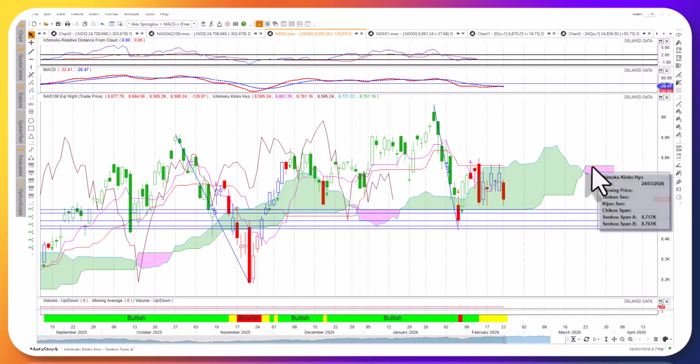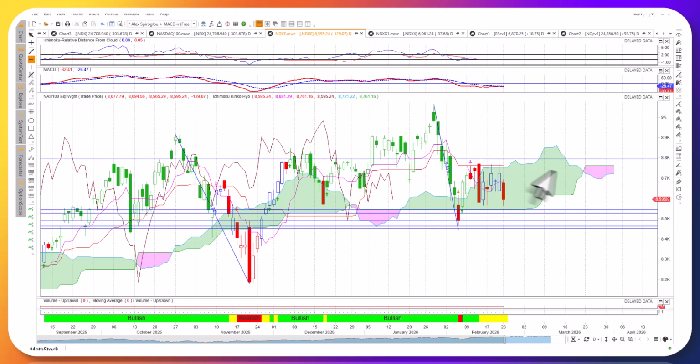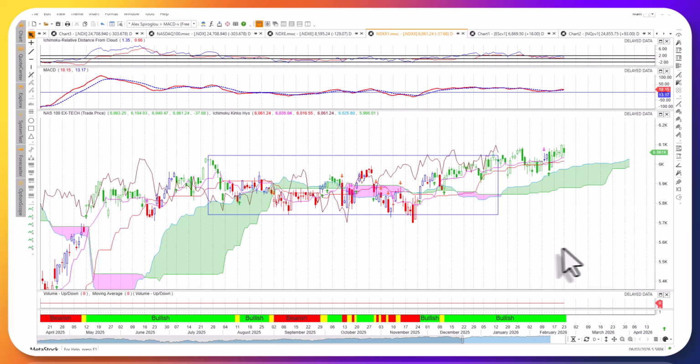You can see the top end of the front end of the cloud. So there's significant resistance to get past here. 28,762 is a major resistance zone. So keep that in mind. So the bad news was that the NASDAQ 100 index is still bearish. The better news is that the equal weighted index is still above the bottom end of the cloud, but the best news we get so far is the NASDAQ 100 excluding tech, the NDXX1.